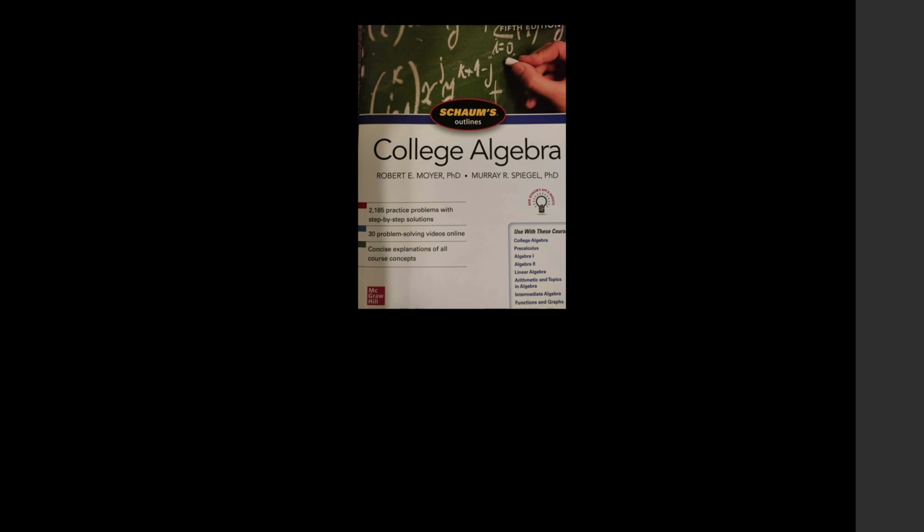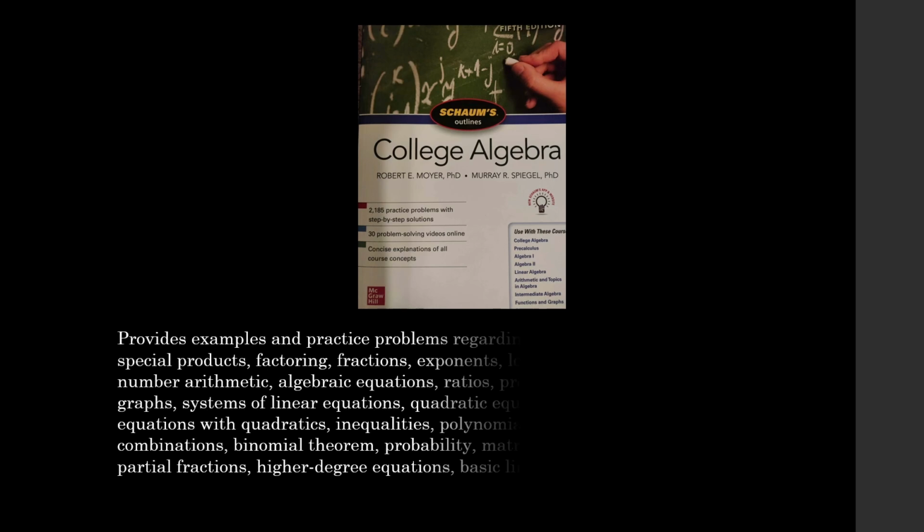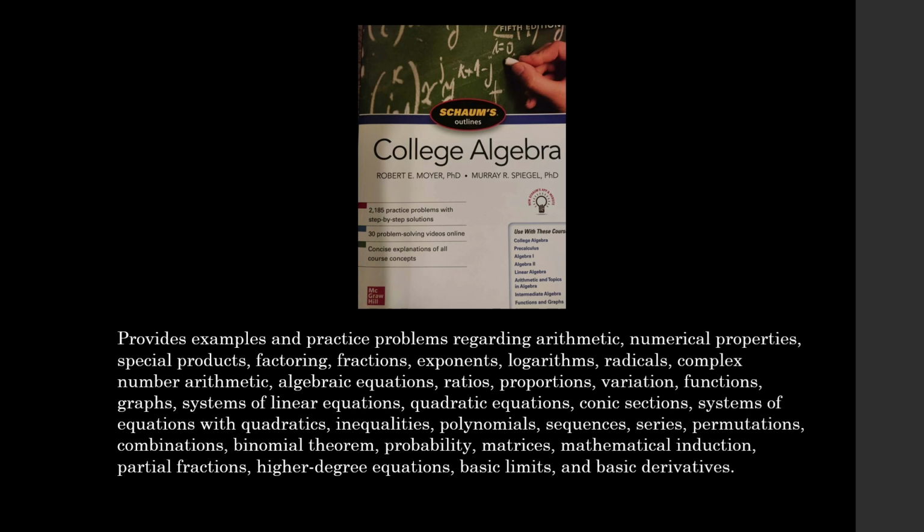So starting off here at level 3 is college algebra. This gives a whole lot of examples and practice problems covering a whole range of pre-calculus based topics essentially. So this is everything from geometry, trigonometry, algebra 1 and 2 in high school, and then a little bit more added on to that. That's essentially what this is.